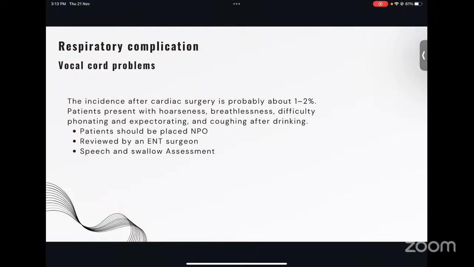Vocal cord palsy. The incidence after cardiac surgery is probably about 1% to 2%. The patient will present with hoarseness, breathlessness, difficulty phonating, and coughing after drinking. These patients should be kept nil by mouth to minimize the risk of aspiration pneumonia, should be reviewed by an ENT surgeon, and undergo speech and swallow assessment.